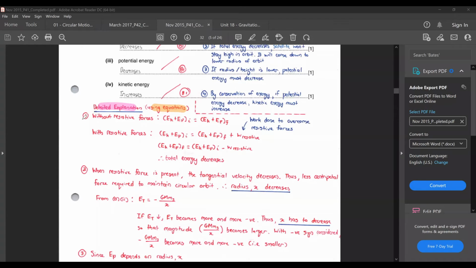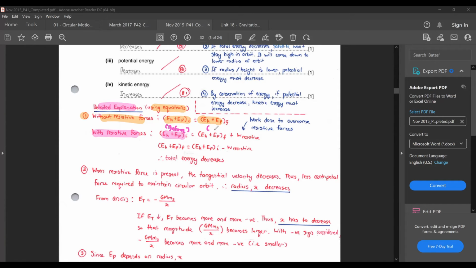Okay, now for part 1, we want to explain why total energy decreases. If we try to explain why the total energy will decrease, I can say that when you do not have resistive forces, your total energy, which is the sum of K and P before and after, will be the same. But now when you have resistive forces, this one was talking to you about when you have resistive forces.